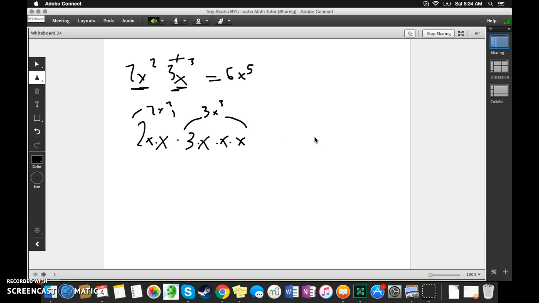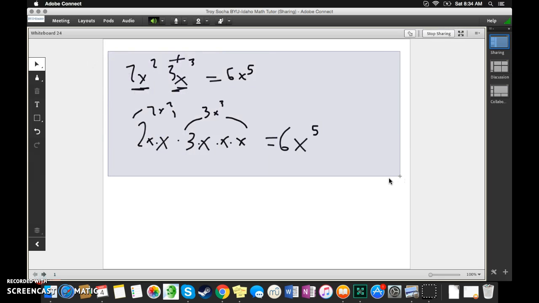When we add everything up, 2 times 3 is 6. And then we count how many x's we have. 1, 2, 3, 4, 5. So it's x to the fifth. Again, we multiply our constants, our two numbers out front, 2 and 3, and then we count how many x's we have. We have 5 of them, and you see those numbers match. All right, you can go back and look at that rule, but now we're going to talk about another rule.